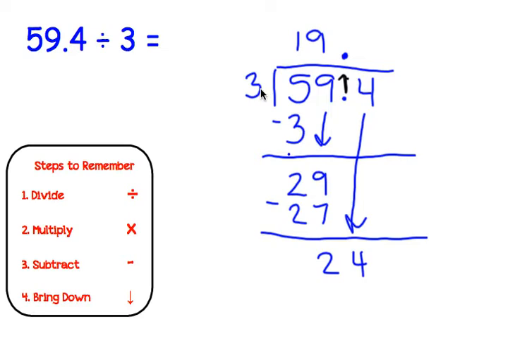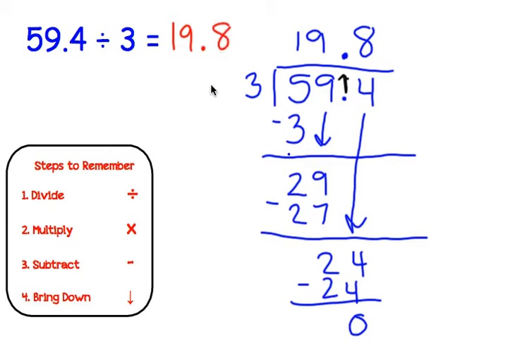Now we're going to start again, divide. 3 goes into 24. Well, 3 goes into 24 perfectly. 3 times 8 is 24. Multiply. 3 times 8 is 24. And subtract. Get 0. There's nothing left to bring down. So the solution to this division problem is 19.8, or 19 8/10. So 59.4 divided by 3 is 19 8/10. And remember that we just basically ignored the decimal after we moved it up into where the answer goes.